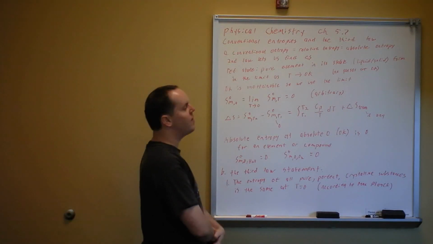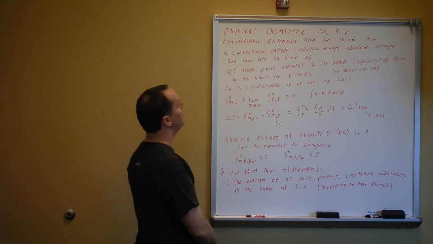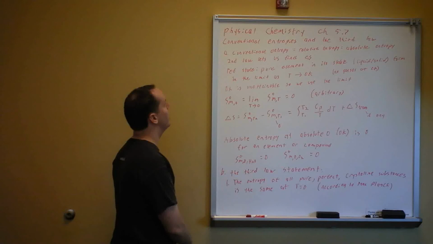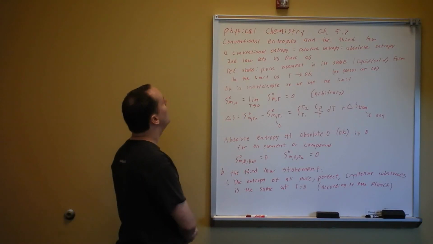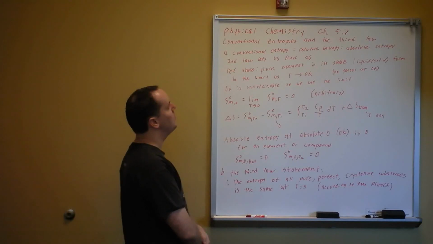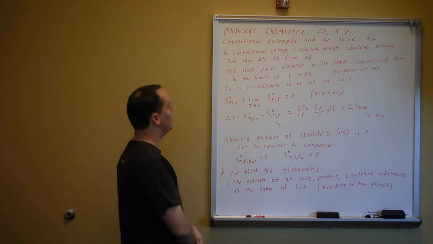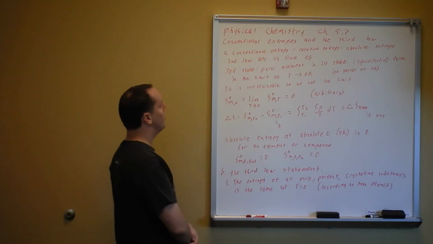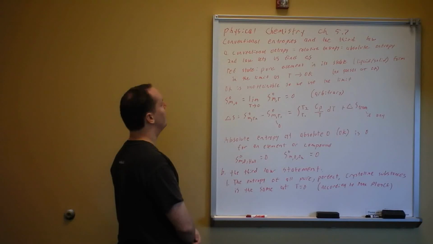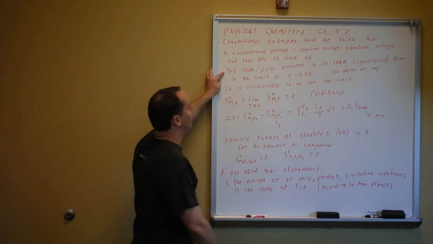Physical chemistry, chapter 5. Now in section 7, we're talking about conventional entropies and the third law of thermodynamics. Conventional entropy is the same as relative entropy or absolute entropy. The second law, remember, lets us find changes in entropy, not absolute entropy. So what we're going to do is set up a reference state. This reference state will be slightly different than what we have from enthalpy, so listen carefully.